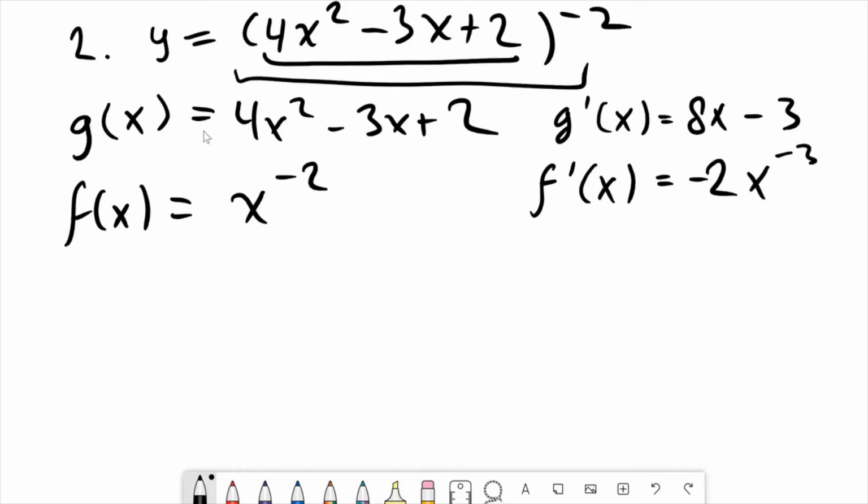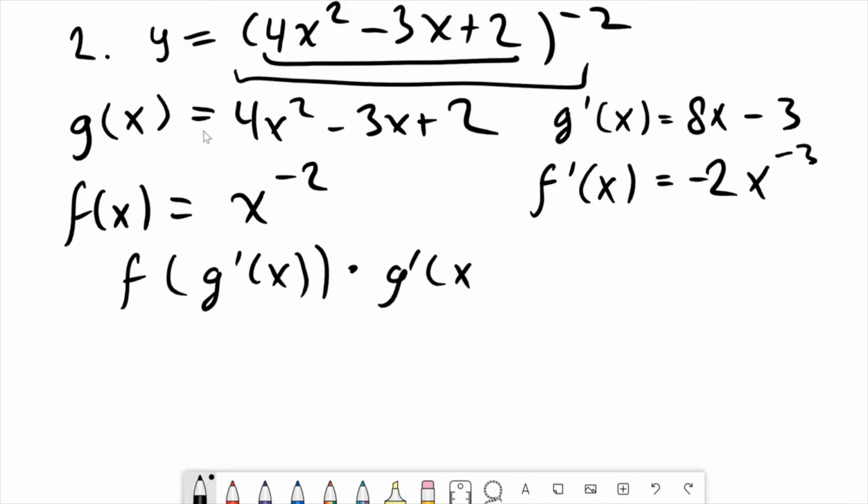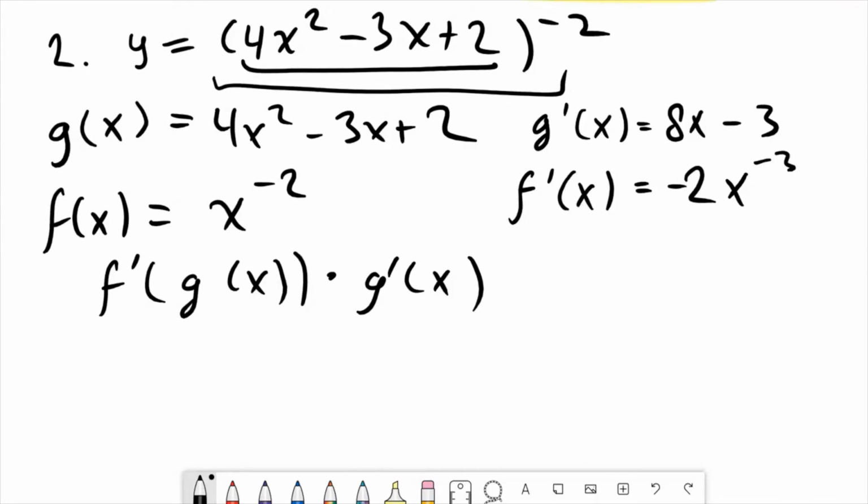So now I want to fill it into the formula. f of g prime of x times g prime of x. I wrote it wrong. It should be f prime of g of x times g prime of x. So let's see. Now let's fill it in. What do we get?